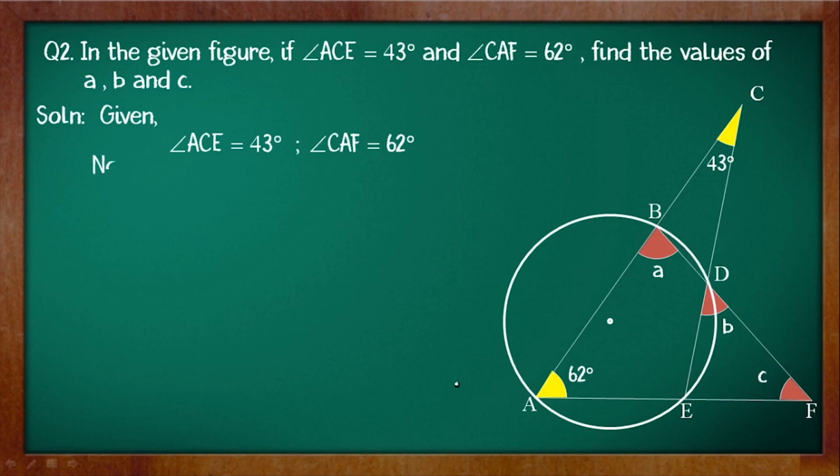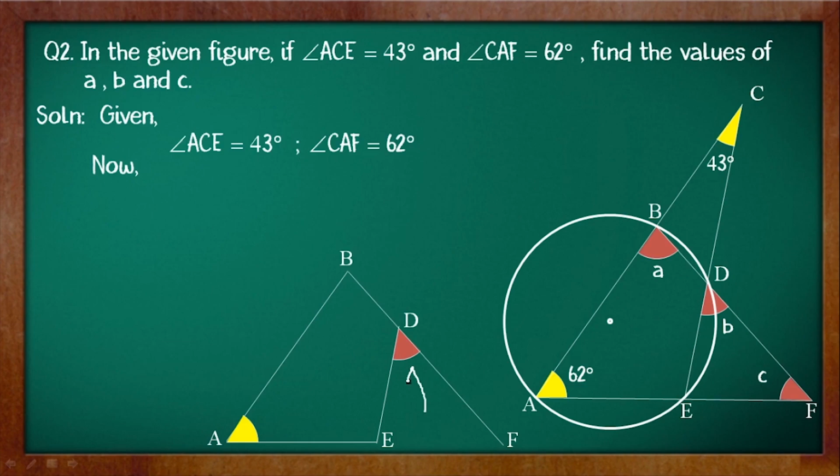Okay, so now we'll be using this cyclic quadrilateral. Let's take the cyclic quadrilateral out of the diagram so that it becomes easier for us to understand. This is a cyclic quadrilateral and this is an external angle here. Can you see that? This is the external angle and this is the opposite interior angle. This angle here is the interior and this angle here is the opposite exterior angle.